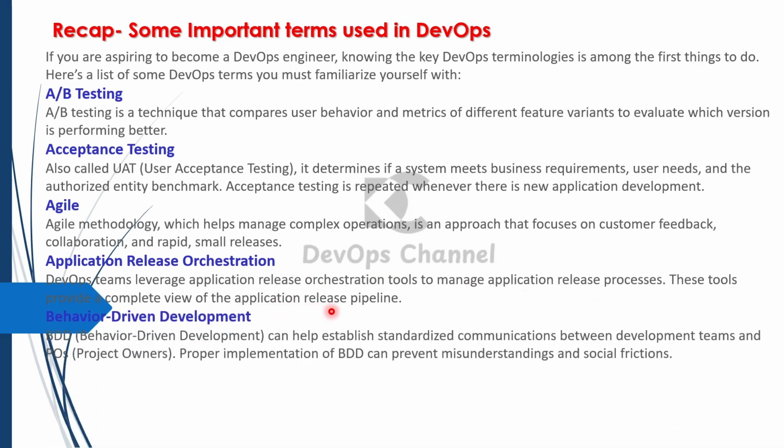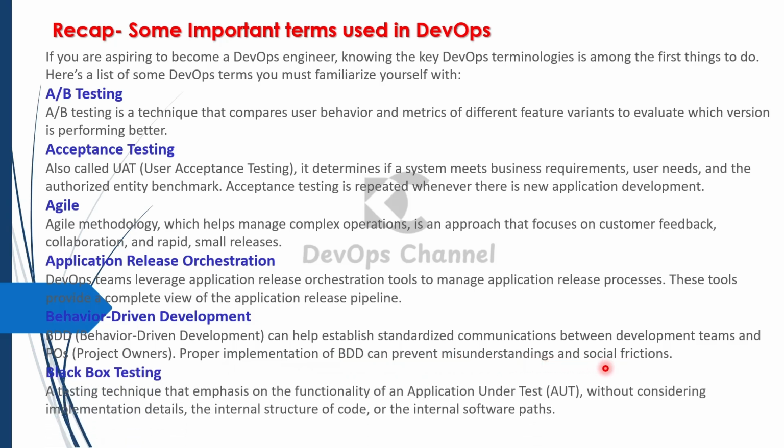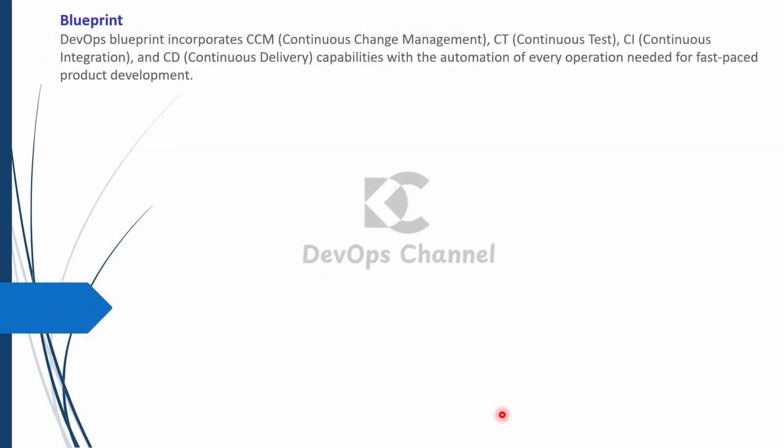Okay. Next one is behavior driven development, BDD. It can help establish standardized communication between the development team and the project owner. Okay, so proper implementation of BDD can prevent misunderstandings and social frictions. Next one is black box testing. This is a testing technique that emphasizes the functionality of an application under test, AUT, without considering implementation details, the internal structure of code, or the internal software path.